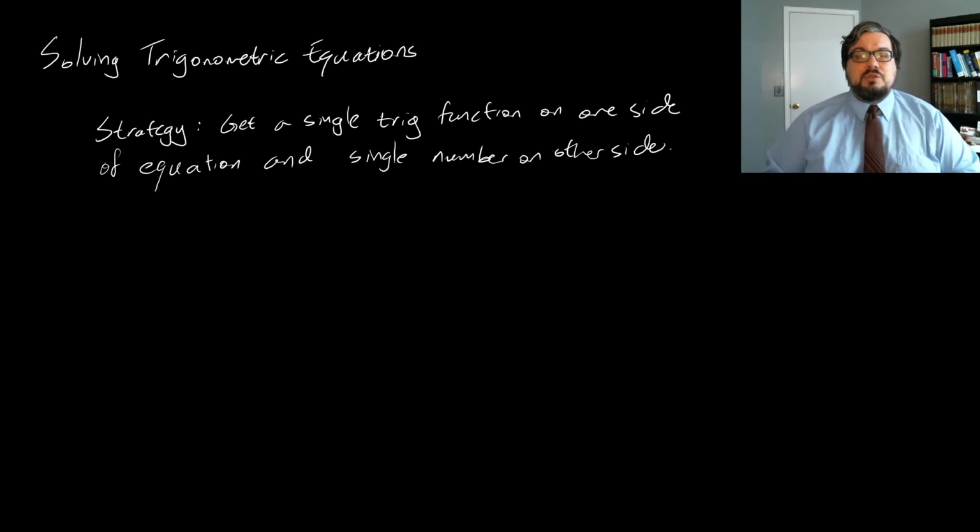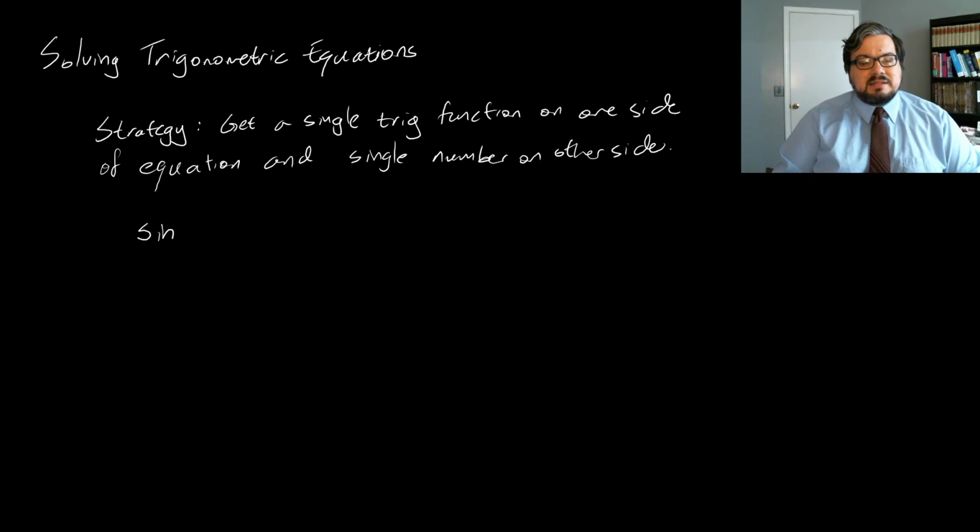You'll need to use facts involving how trigonometric functions relate to one another. You'll also need to use strategies from algebra, such as factoring, the quadratic formula, and other algebraic manipulations. But the ultimate strategy is to get an equation that looks something like sine of theta equals a, where a is a real number. Something like this.